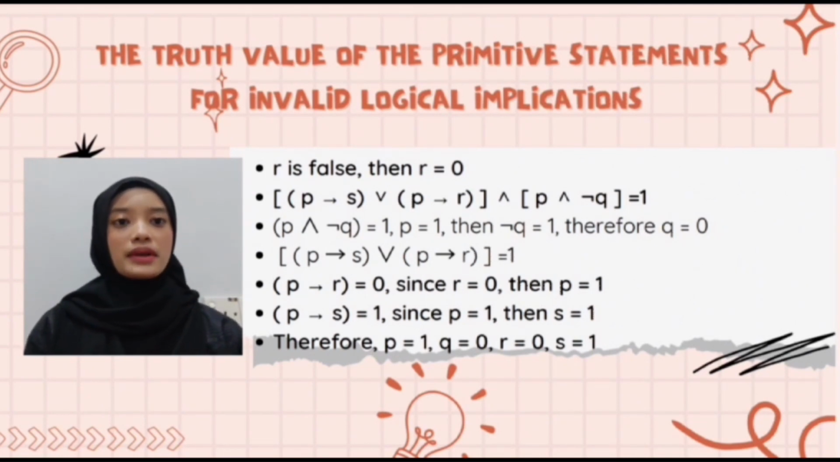And then P implies S or P implies R is equal to 1. Since P equals 1 and R equals 0, therefore P implies R equals 0. Since the statement is an OR, if either one of them is 1, the statement will be true. So P implies S equals 1. P equals 1, therefore S equals 1. So we get the truth values: P equals 1, Q equals 0, R equals 0, and S equals 1.